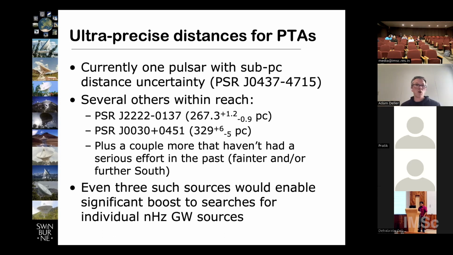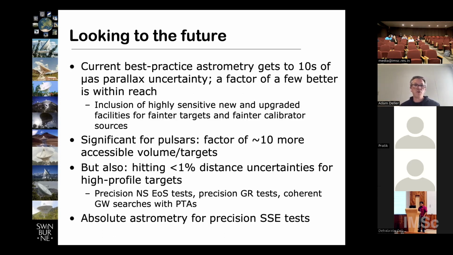So that's it. I just wanted to wrap up with a slide looking to the future. The current best practice, as I said, gets us to tens of microarcseconds of parallax uncertainty. So for a source at a kiloparsec, that's great. You can get a distance to a few percent. For very nearby sources at several hundred parsecs, you can get to that kind of 1 parsec level uncertainty, just about.